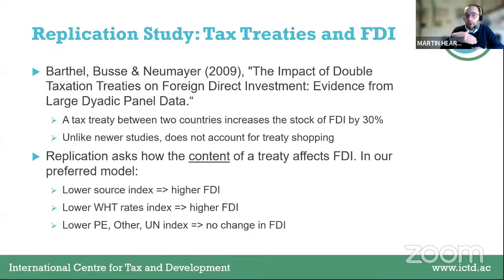But all the other provisions, whether or not they are source-based or residence-based, seem to have no effect on foreign direct investment. So that's just an example of the kind of research you can do using the data. As I say, it's a proof of concept. It's not intended to be very policy relevant because it's a replication of such an old study, but it gives you an idea of what we hope to do in the coming years.